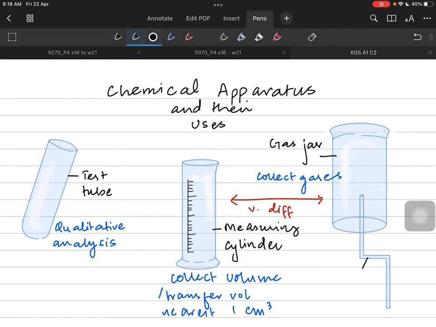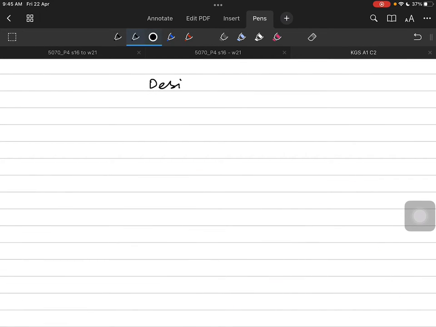Gas jar doesn't have any graduation on it. You will often see delivery tubes around gas jars because delivery tubes allow the movement of gases into the gas jar, depending on upward delivery or downward delivery or whatever kind of method we are using. So delivery tubes help in the movement of the gases, and the gases are collected in the gas jar, which does not have any graduation on it.